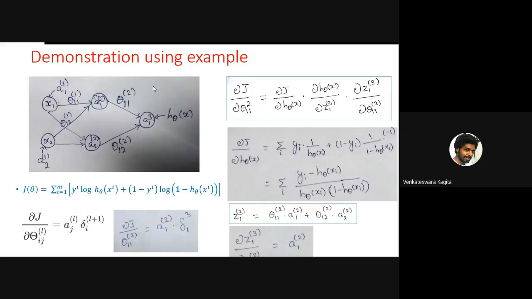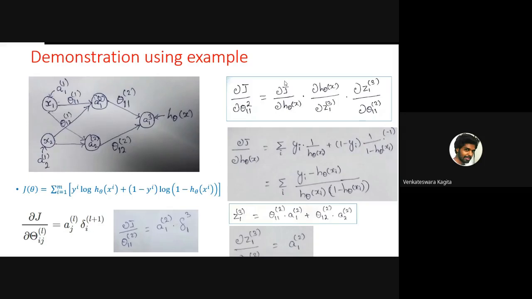So how do I do that? How can I compute this derivative of J with respect to theta 112? I can write this as these three terms using chain rule, isn't it? I can write this as derivative of J with respect to h theta of x times derivative of h theta of x with respect to z13 times derivative of z13 with respect to theta 112. Using the chain rule, I can write this the same thing, isn't it? So let us individually compute these terms.